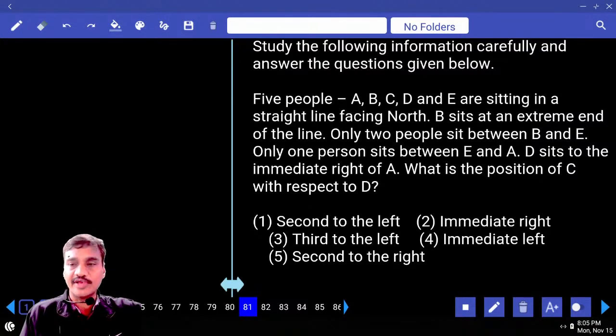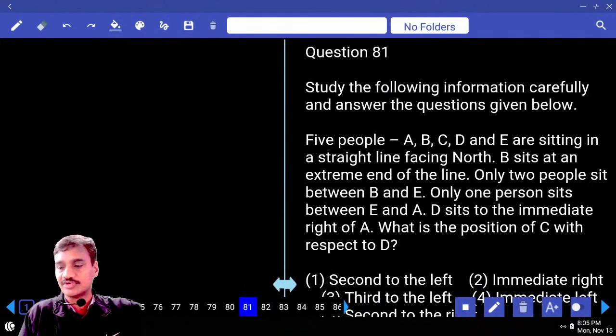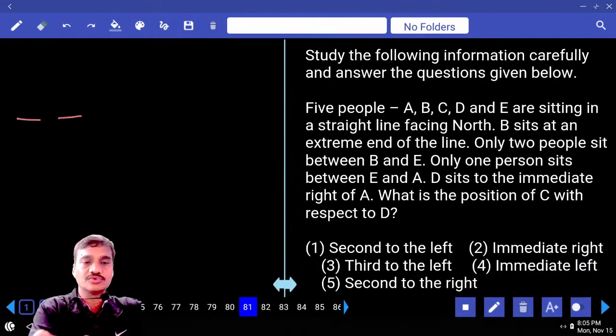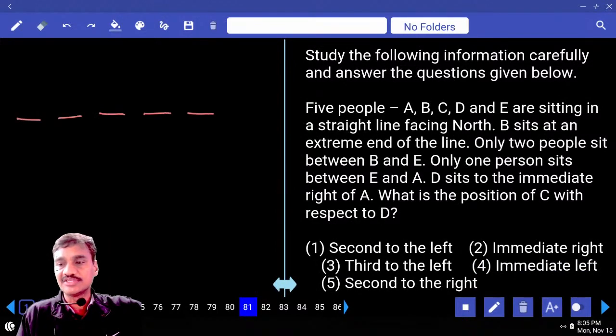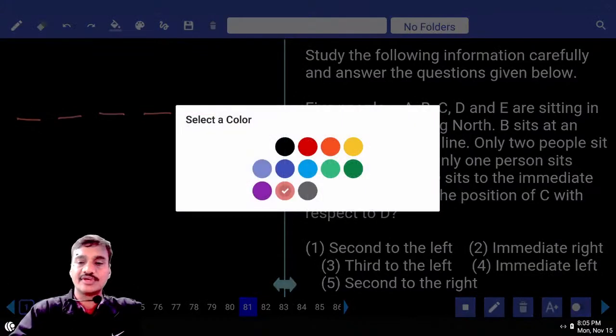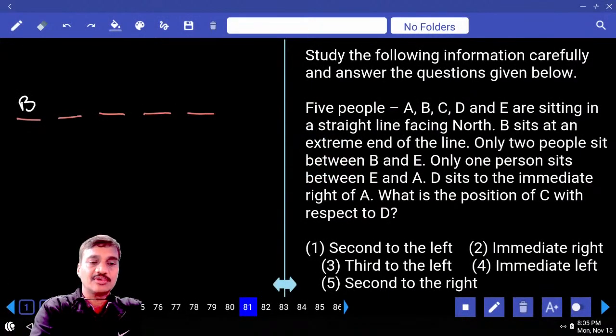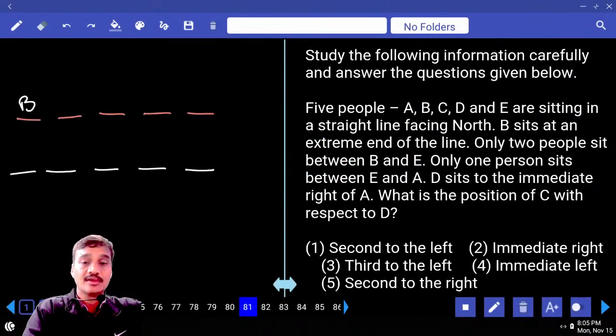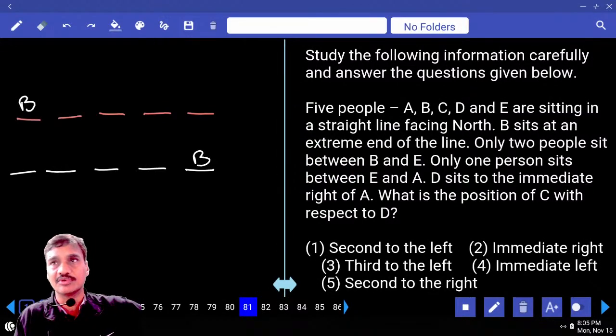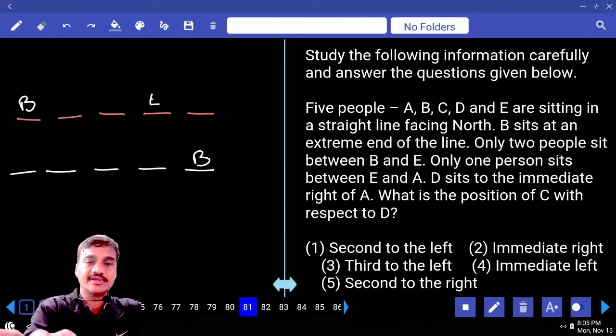Now 5 people are sitting in a straight line facing towards which direction? North. 1, 2, 3, 4, 5. And B sits at an extreme end of the line. How many possibilities do we have? B can be at the left extreme or B can be at the right extreme. There are 2 different possibilities. And next one. Only 2 people between B and E. In between B and E there are 2 people. Here also, between B and E there are 2 people.